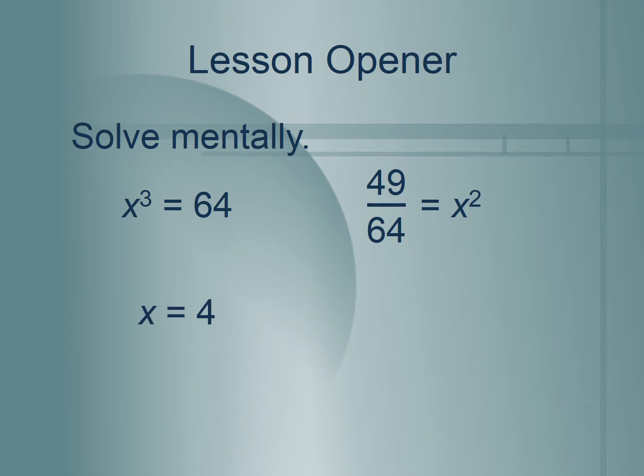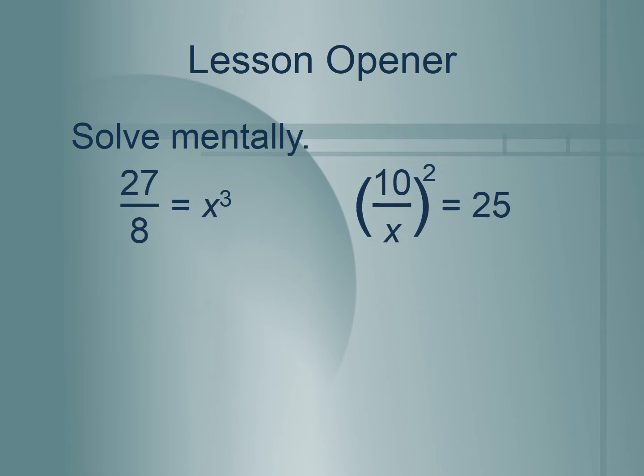Let's do 49 over 64 equals x squared, and I want to solve for x. So again, I'm thinking, what over what, if I square it, is going to get me 49 over 64. So I know I want a fraction, so I need something in my numerator that when I square it is 49, and something in my denominator that when I square it becomes 64. Well, I know 7 squared is 49, and I know 8 squared is 64. So if I do 7 over 8 squared, then I get 49 over 64. That means x is equal to 7 over 8.